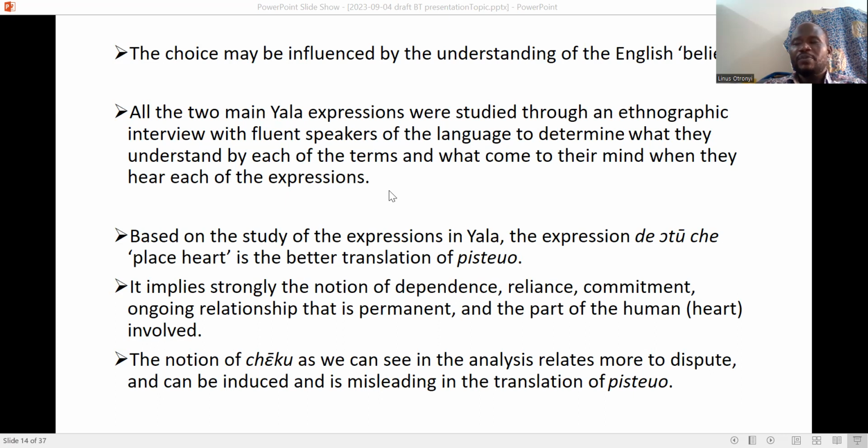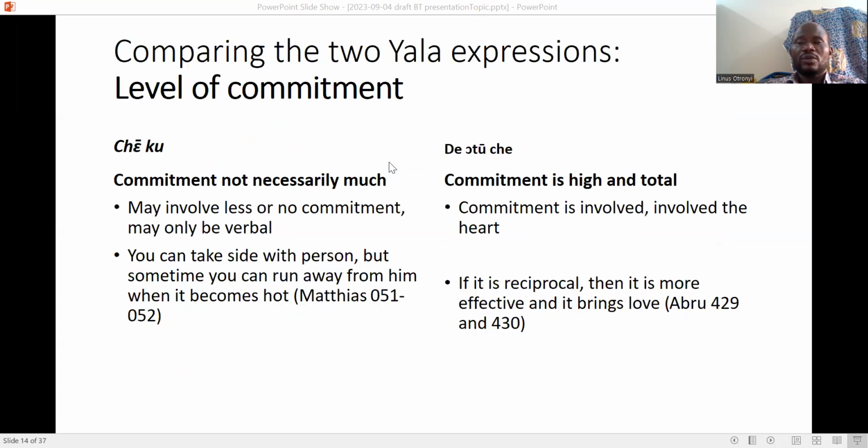Based on the study of the expression in Yala, the expression Dotuche, place heart, is the better translation of pisteo. It implies strongly the notion of dependence, reliance, commitment, an ongoing relationship that is permanent, and a part of the human that is involved. The notion of cheku, as we can see in the analysis, relates more to dispute and can be induced, and is misleading in the translation of pisteo.